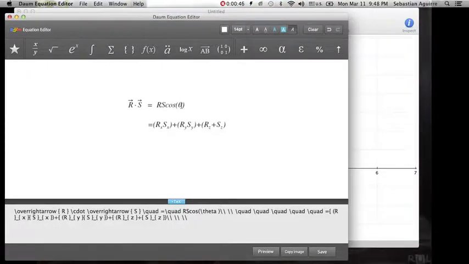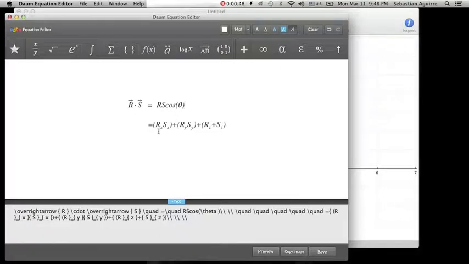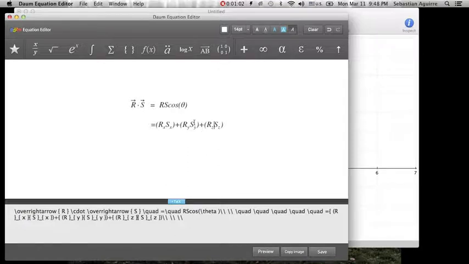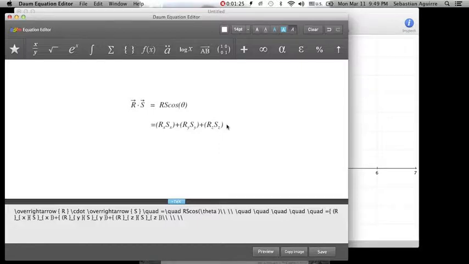Sometimes, if we don't know the angle, we can also represent this by the sum of the multiplication of each component. You just basically take the x components, multiply them together, add them to the product of the y components, and add them to the product of the z components. It's a little bit tedious, but always remember that the dot product of two vectors equals a scalar. So you should get a number. You should not get a vector as a resulting answer. If you do, then you probably did something wrong.